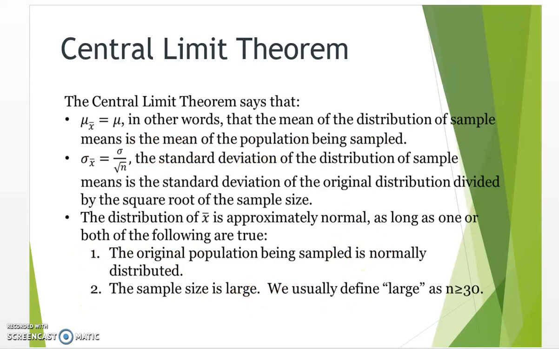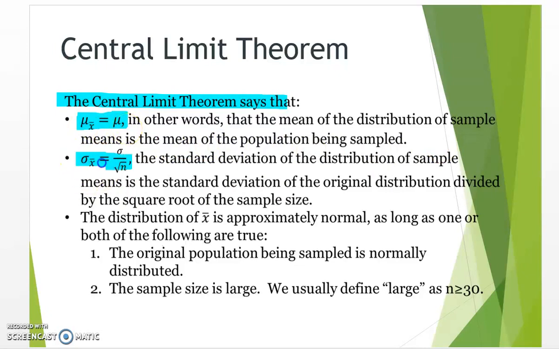Alright, so next is our real central limit theorem, what this is about. The central limit theorem talks about the distribution of x bar. So there are two items that we are interested in. One is the mean of that random variable x bar. The good thing is the mean of x bar is the same as the mean of the original population. So the mean of the distribution of sample means is the same as the mean of the population being sampled. So same central tendency.